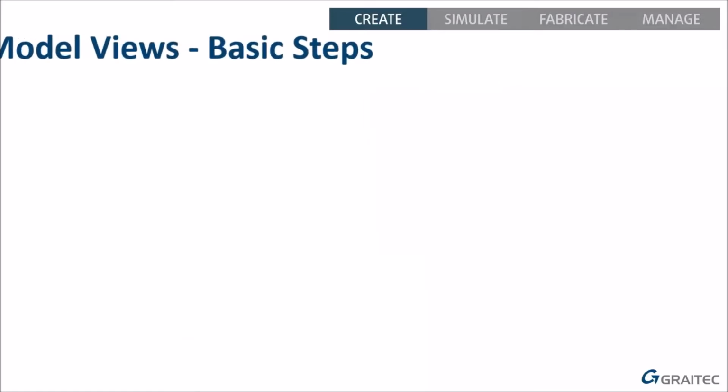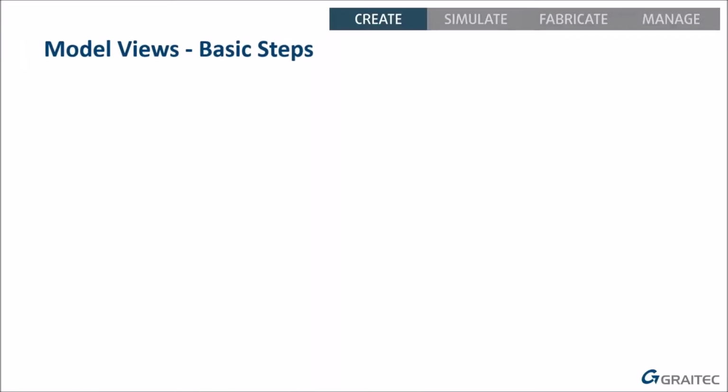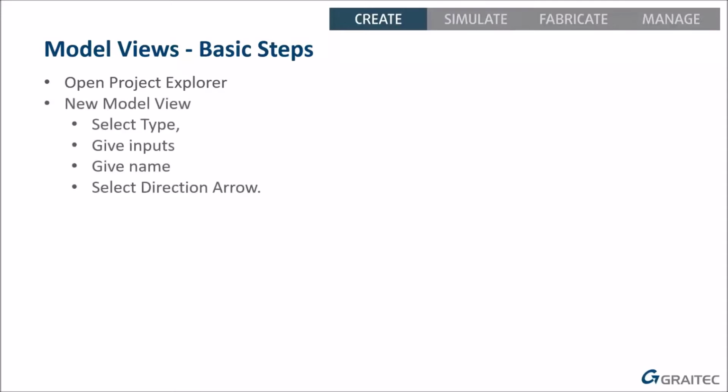So let's get going. Model views themselves, the basic steps for model views. First of all, you have to create them. So you'd open Project Explorer. All these items, model views and levels we're talking about, live within Project Explorer. Open Project Explorer, then you choose create a new model view. So with the model view, there's 4 types, so I'll show you in a minute. So you select which type, you give it the appropriate inputs for that type, you name it, and you select a direction.